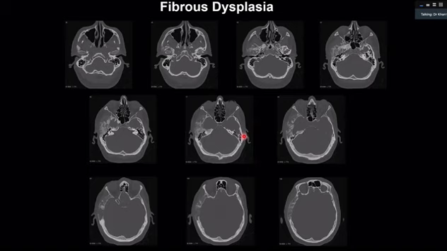And look at this one. This is fibrous dysplasia, partly sclerotic and partly lytic. So this should not worry you.